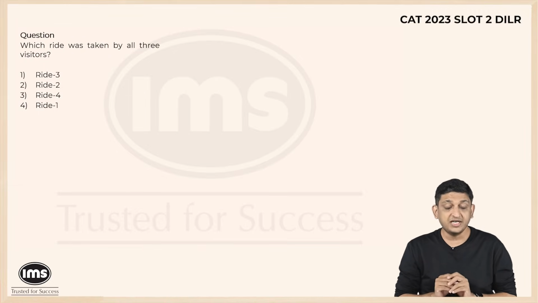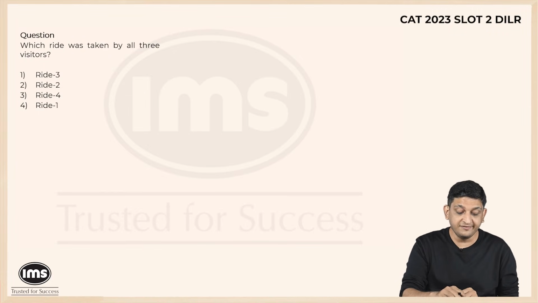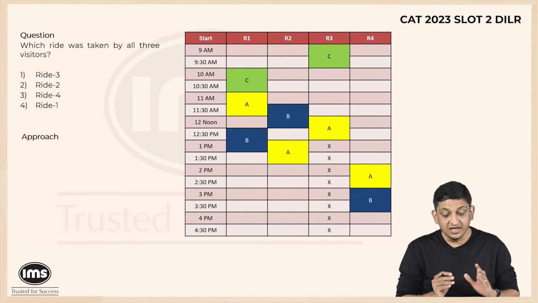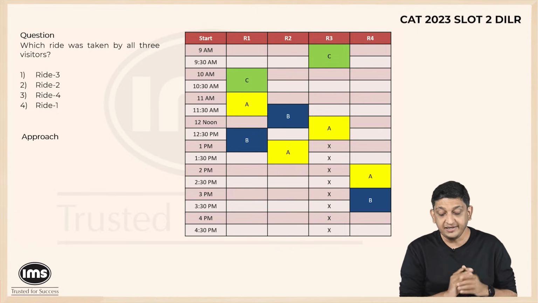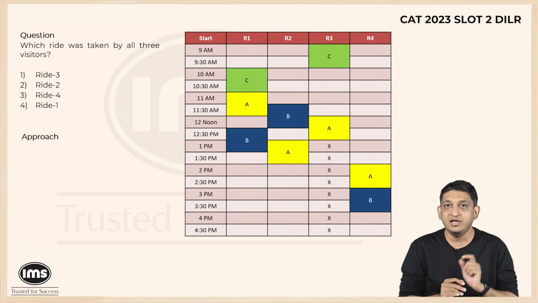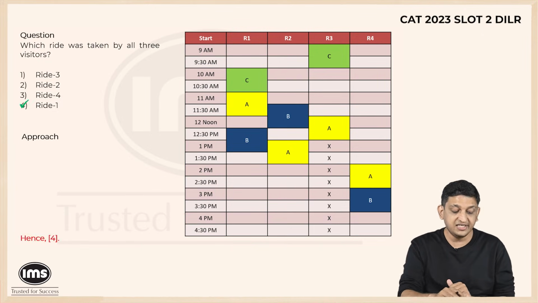In this question, we have to figure out which ride was taken by all 3 visitors. Now, if you look at the table that we have here, ride 1 was taken by C, A and B, all 3 of them. Ride 2 by only B and A, ride 3 by C and A, and ride 4 by A and B. So we know that only ride 1 was taken by all the 3 visitors. So the correct answer here is option 4, that is ride 1.